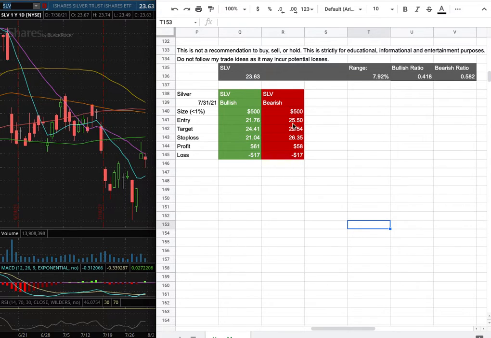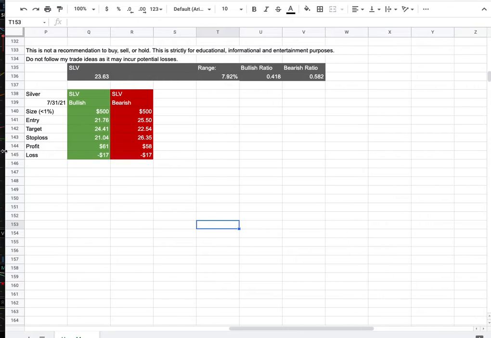However, if I were to open a short position, my entry is at $25.50. My sell target is at $22.54, and my stop loss is at $26.35. So whichever entry price were to hit first, that'll be my position of the week.